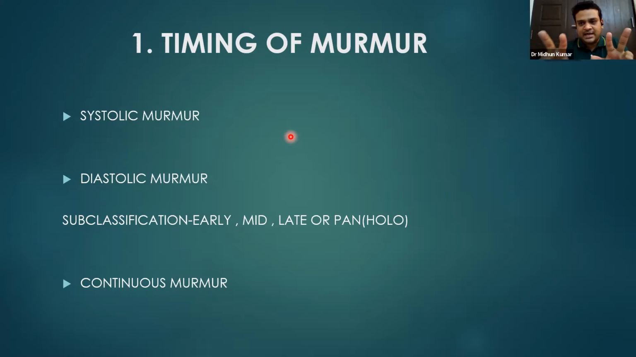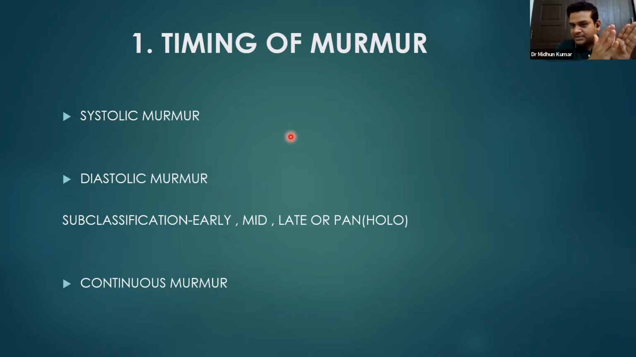So basically in the cardiac cycle, there are 2 phases. One is systole and the other is diastole. So the classification is based on whether the murmur is heard during the phase of systole or during the phase of diastole or both the phases. So if the murmur is heard only during systole, it's called a systolic murmur. If the murmur is heard only during diastole, it's called a diastolic murmur.